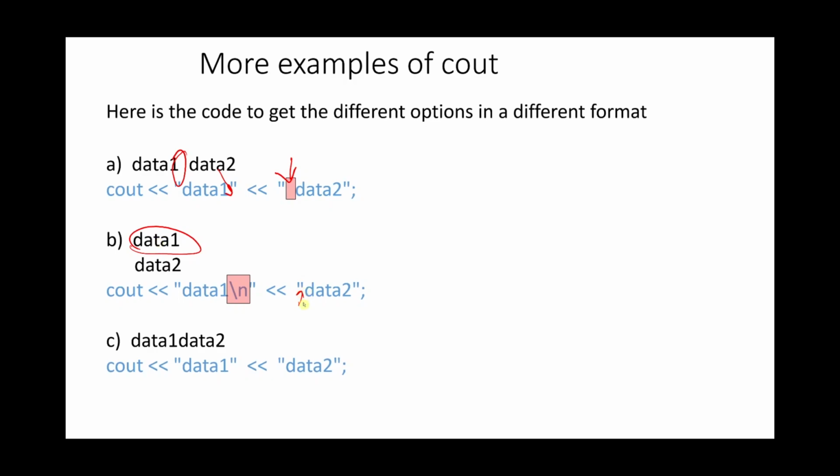Or you can do that like this: cout data 1, endl. This is E.